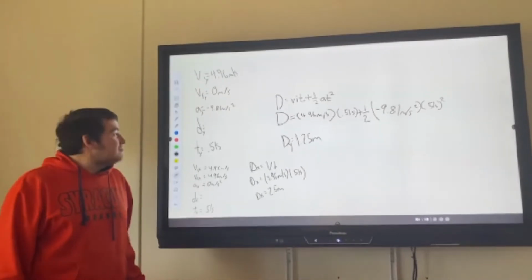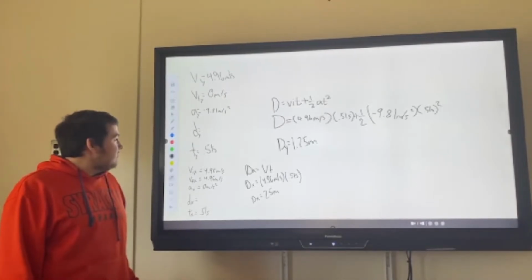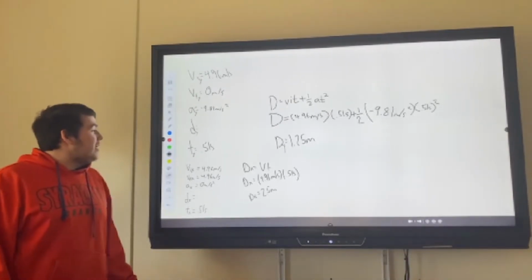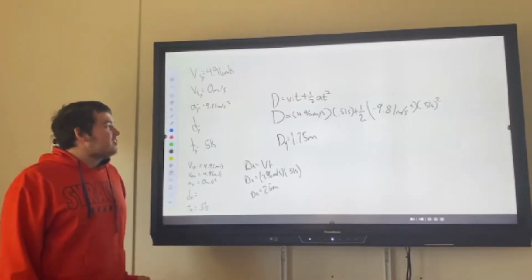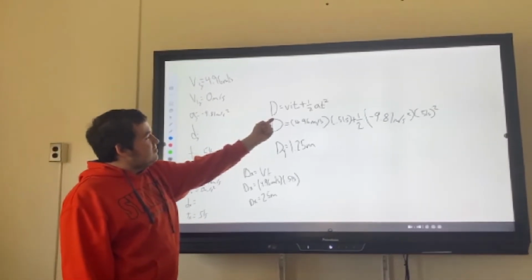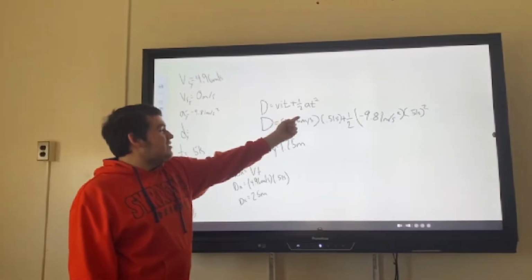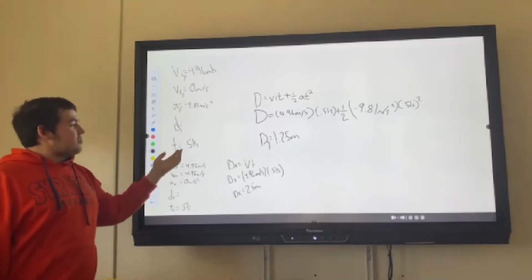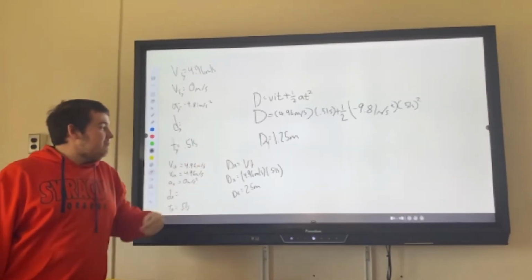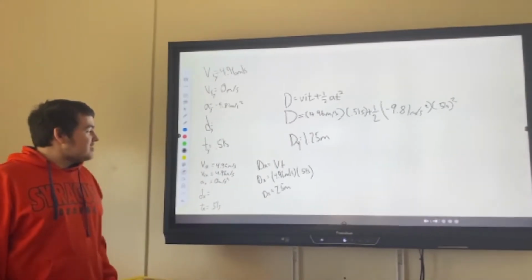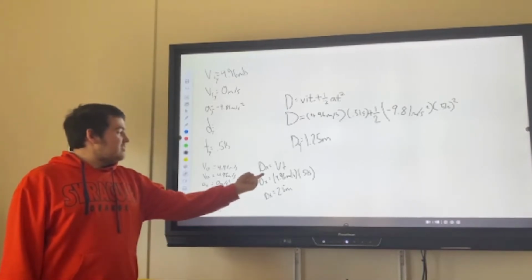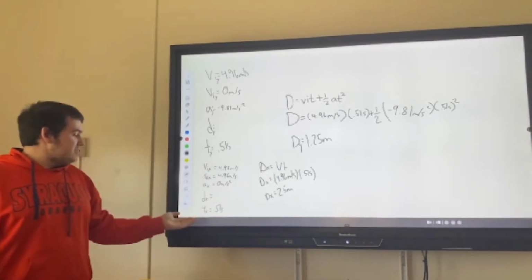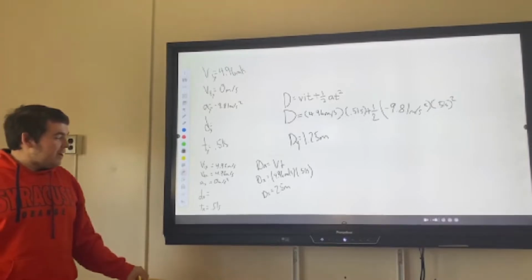Next, we need to find the distance that it traveled at halftime in both the x and the y direction. To find it in the y direction, we use the equation d equals v_i t plus 1/2 at squared, and we plugged in these numbers to get 1.25 meters. And to get the distance in the x direction at halftime, we used d equals vt and used these numbers to get 2.5 meters.